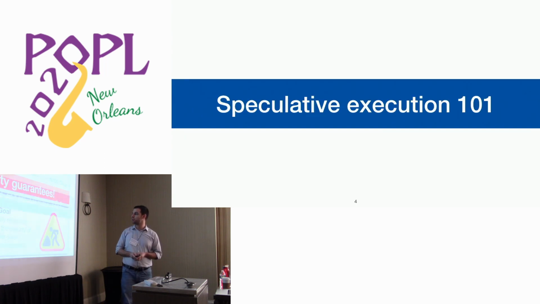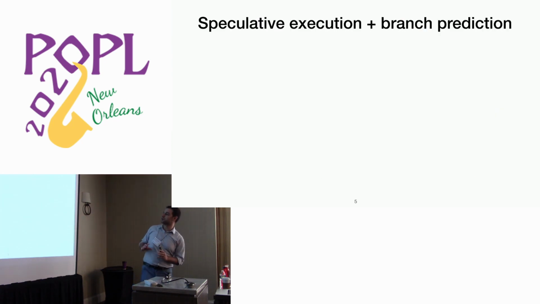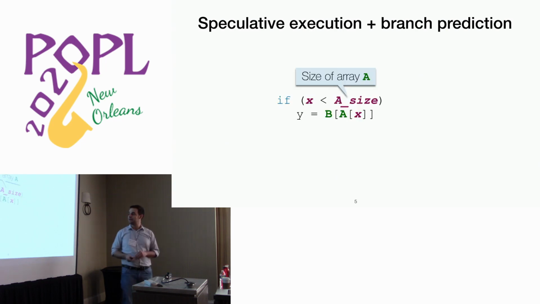So let's start with speculative execution 101. And let's start with a specific case of speculative execution, namely speculative execution over branch instructions. Let's consider this very simple program. One note first: CPUs speculate over more than just branch instructions. There is a ton of speculation going on. For simplicity, for our talk, we're just going to focus on branch instructions. Okay?